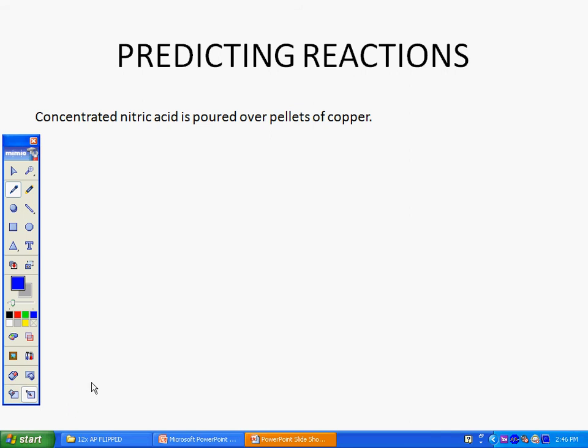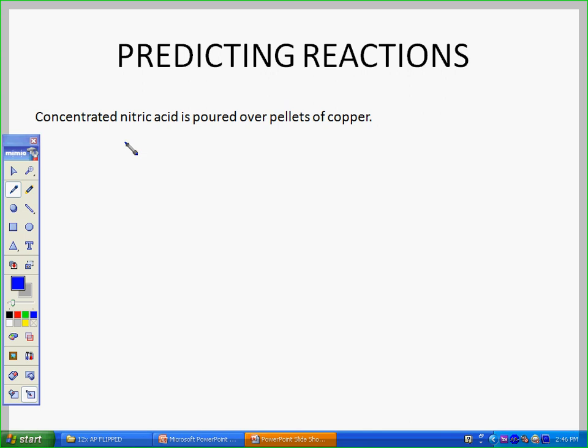Welcome back to Balancing and Predicting Redox Reactions. We're at the predicting stage now, and one of the first things you want to do is learn to identify this as a redox reaction. And this word concentrated helps us do that. Concentrated, dilute, acidified, alkaline are all words that we want to be paying close attention to.